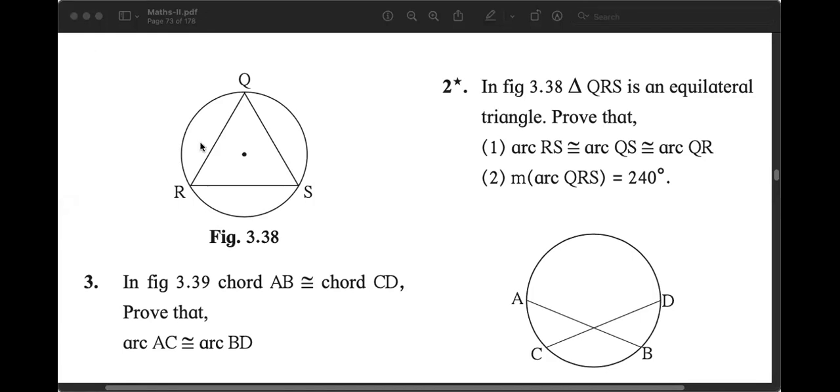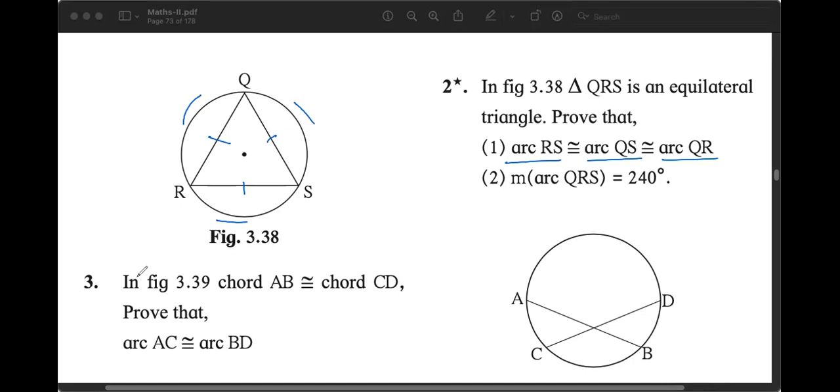So, because the triangle QRS is an equilateral triangle, we can say that these sides are of the same length, and these sides happen to be chords of a circle. Now we have to prove that arc RS, arc QS, arc QR कहाँ है ये? QR, RS, QS ये congruent हैं, होगा ही ना?